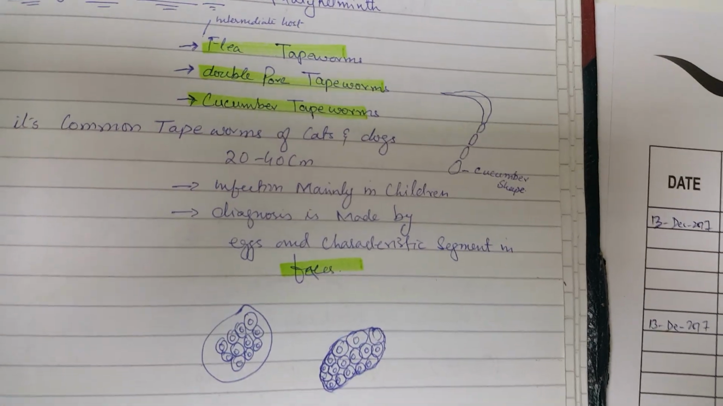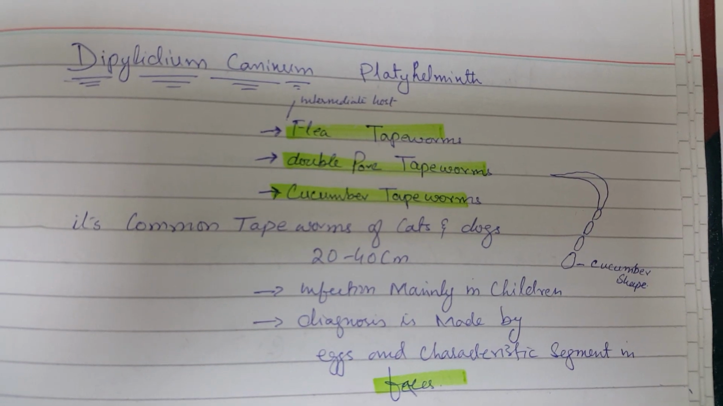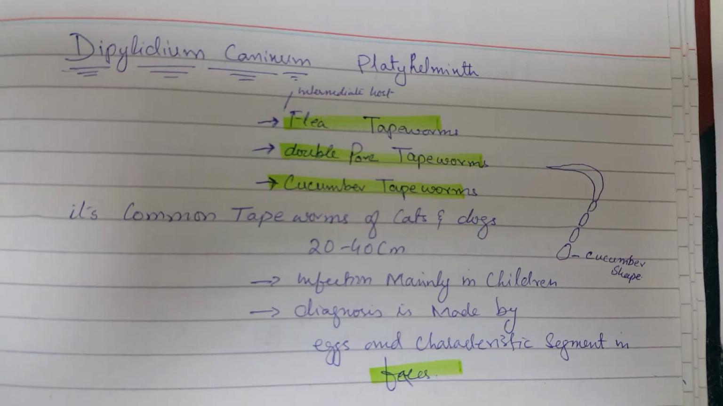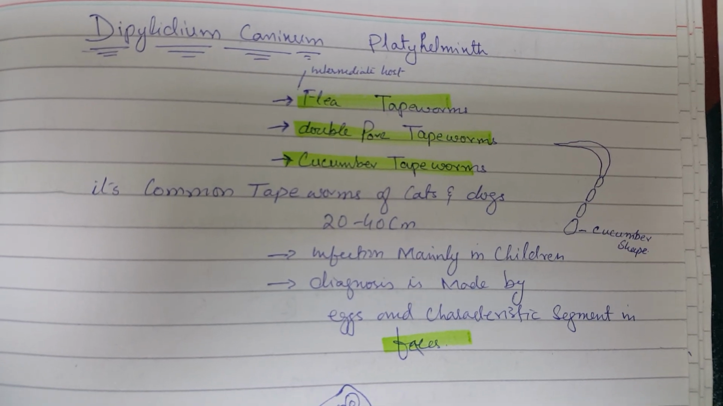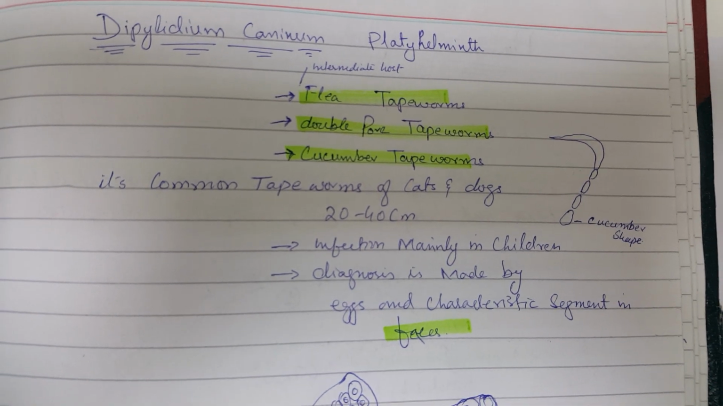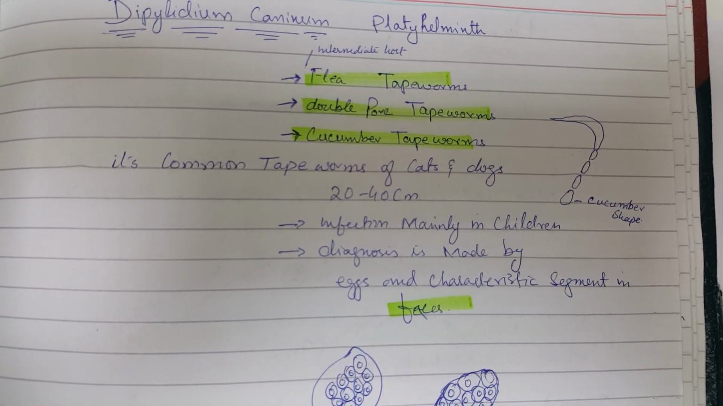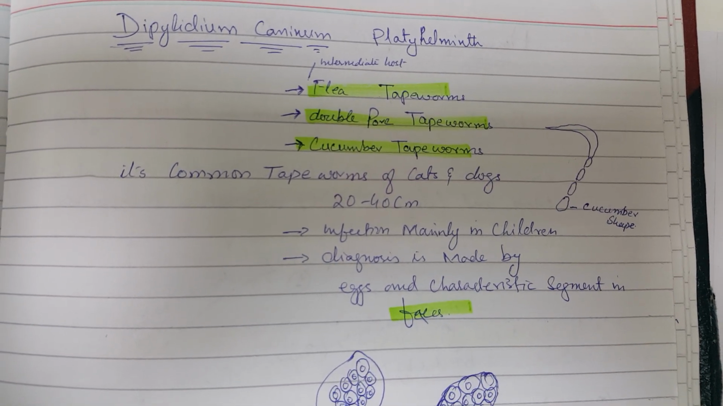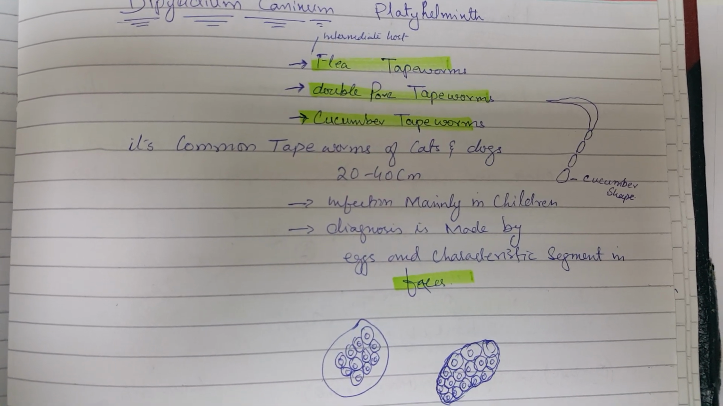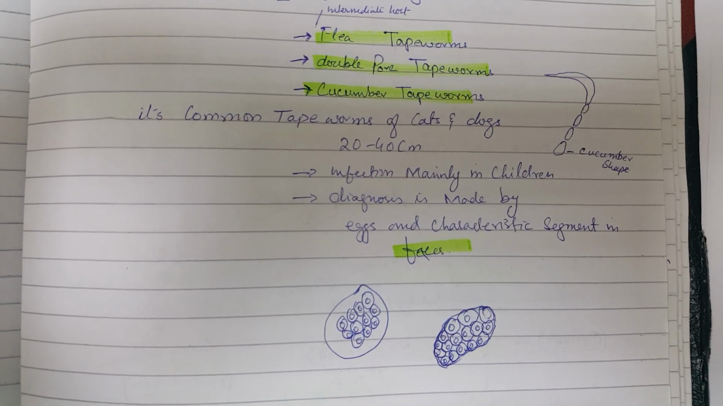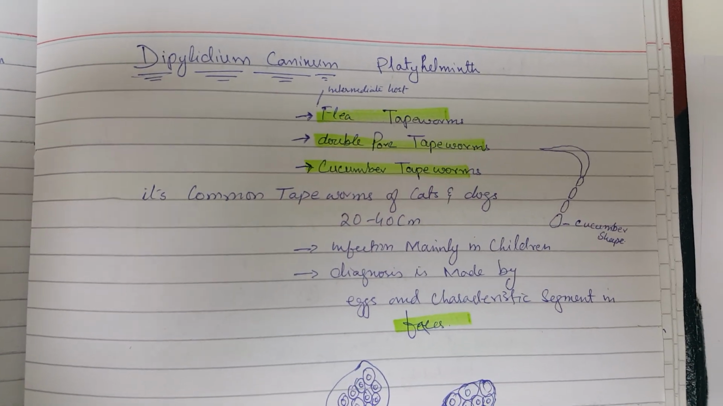Further, Dipylidium caninum is also a helminth cestode, and its intermediate host is fleas. It is also called the flea tapeworm, double-pore tapeworm, and cucumber tapeworm. If you see the shape of the organism, you will find that it is a common tapeworm of the cat and the dog. Infection is mainly in children. Diagnosis is made by the eggs and the characteristic segments in the feces. It is like that. If you see the cucumber shape, the organism is Dipylidium caninum.